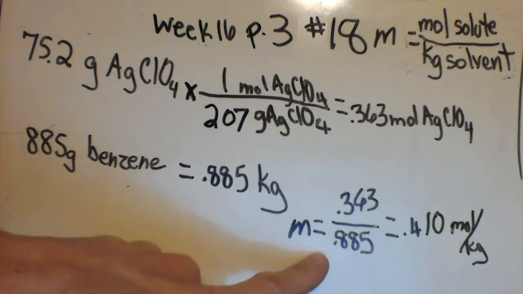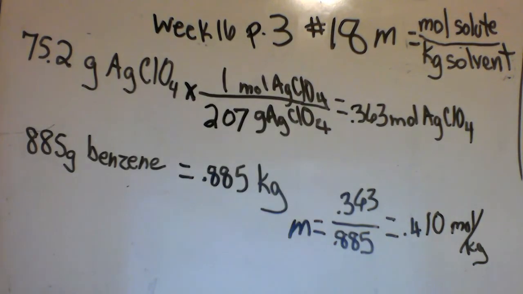0.363 divided by 0.885 equals 0.410 moles per kilogram.